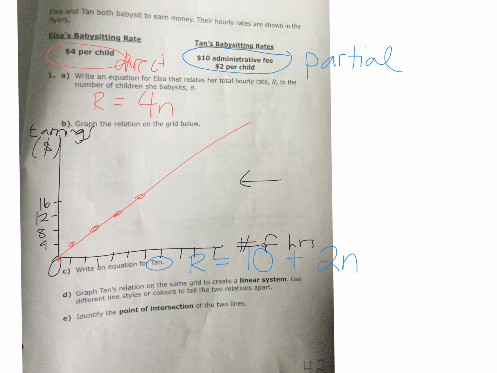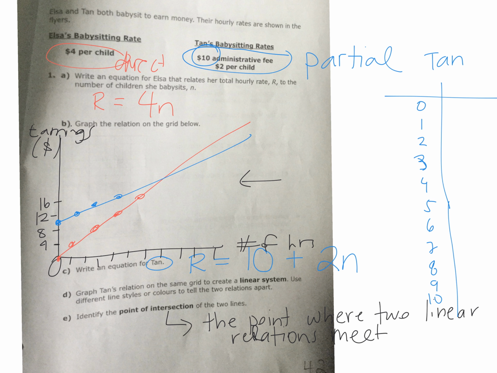Tan starts where? No, Tan's not direct. Tan starts at 10, and then it goes up by 2 every hour. You have to do this properly, but you're going to have something that looks like that. Just in case you're having trouble figuring this out: at 0 hours, Tan makes $10. Even if she doesn't work, she charges an administrative fee. Then for every child, she charges $2, so it's going to go up by 2. So you start at 10, and then you go up by 2.